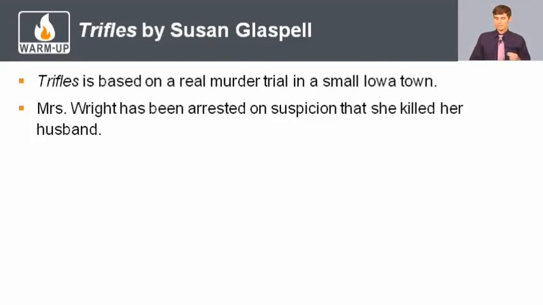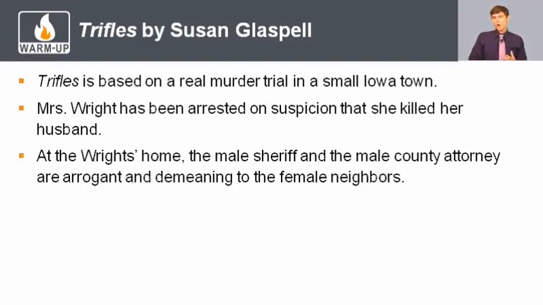Mrs. Wright has been arrested and is being taken into custody because there's a suspicion that she might have killed her husband. At the Wrights' home, the male sheriff and male county attorney are very arrogant and demeaning towards the female neighbors. So in the kitchen, for example, they decide that there's nothing here but kitchen things. And so the men move upstairs to examine the scene of the crime, leaving Mrs. Hale and the sheriff's wife, Mrs. Peters, in the kitchen.